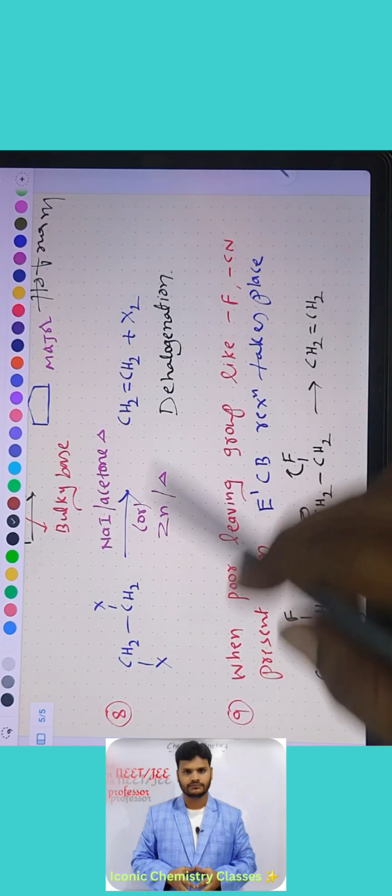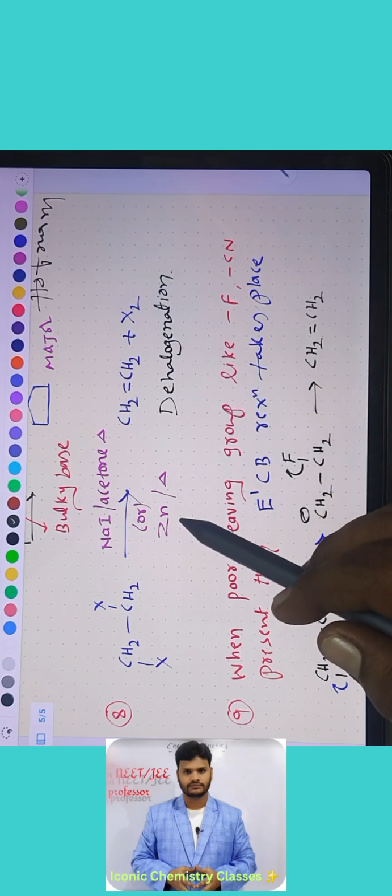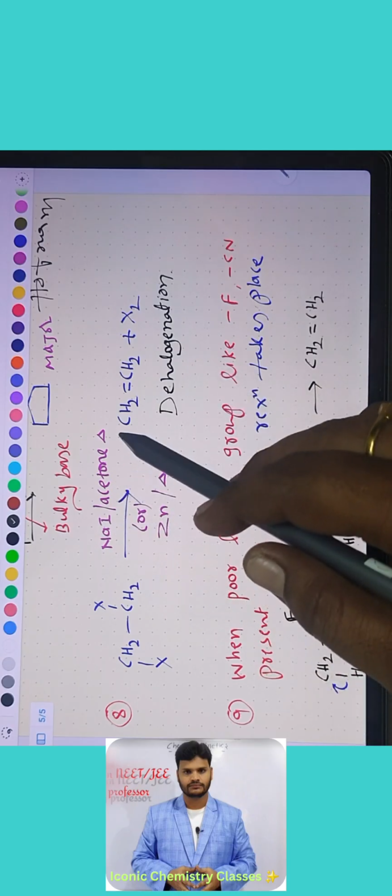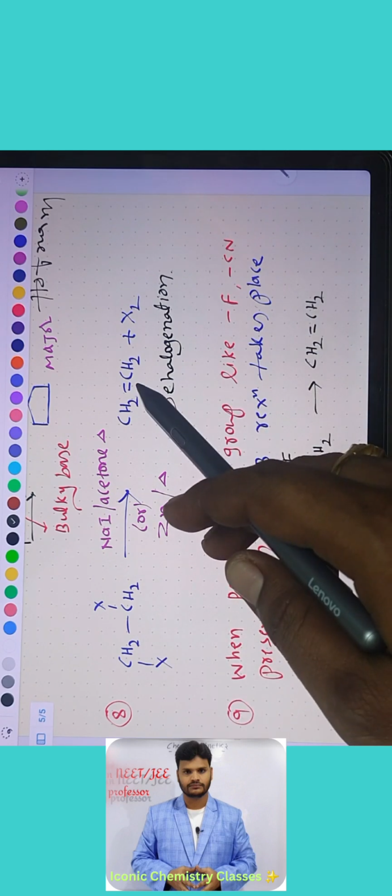Clear? This is actually dehalogenation, not dehydrohalogenation. If they give zinc heating or sodium iodide in acetone heating, you have to do dehalogenation. This is also an elimination reaction. Why? Because this is saturated, this is unsaturated.